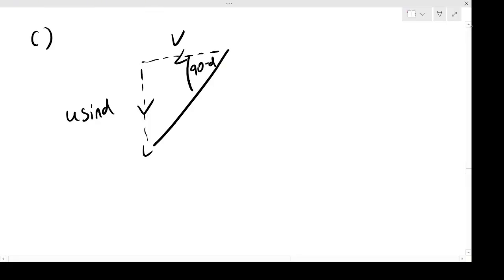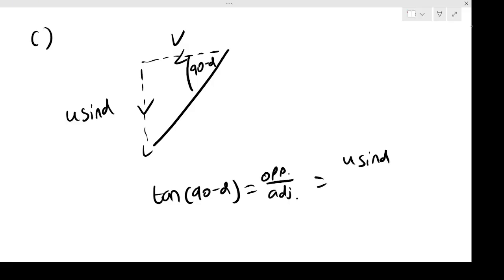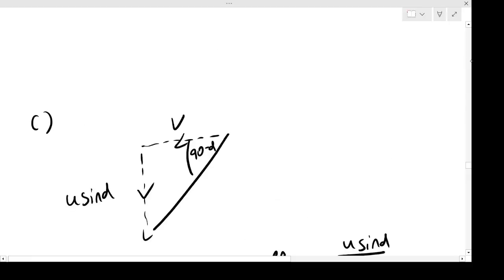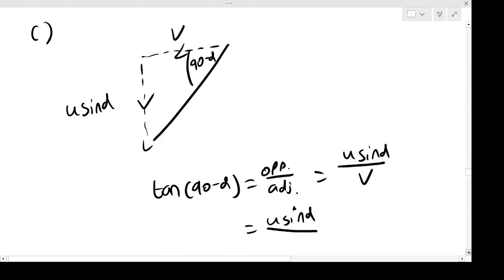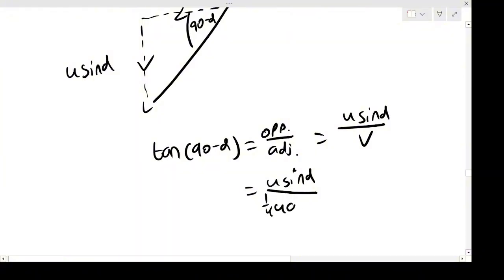Okay, so obviously we're going to want to consider tan then. So tan of this angle 90 minus alpha is going to be opposite over adjacent. The opposite side is u sine alpha and the adjacent is v. Now if I sub in what v is, so u sine alpha divided by v, well, v is a quarter u cos alpha of 3e minus 1, so a quarter u cos alpha, 3e minus 1.